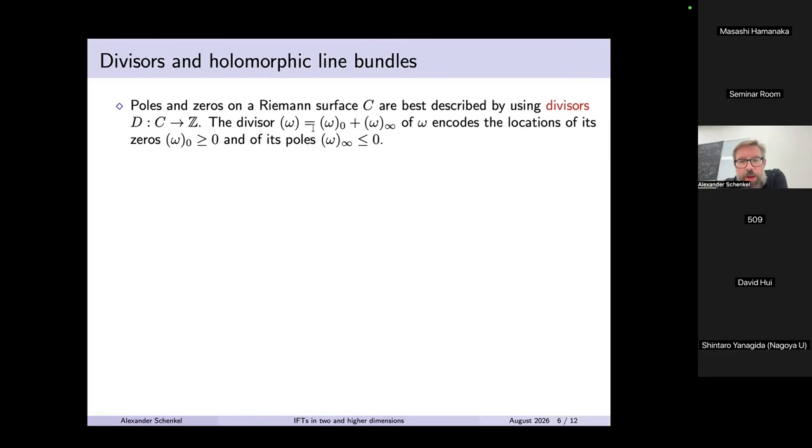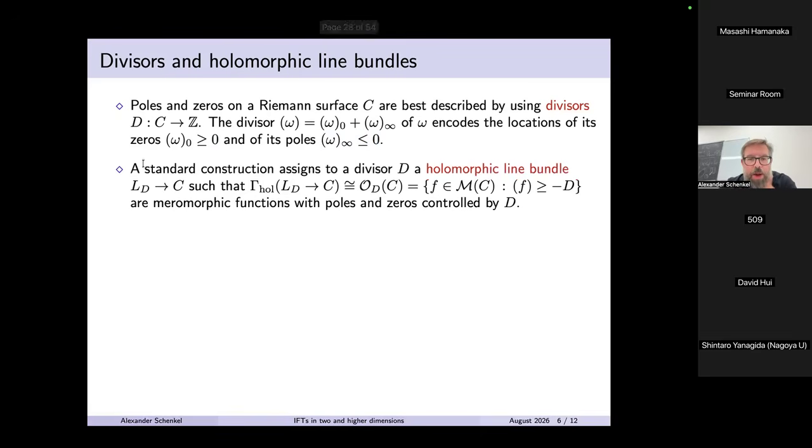And this divisor encodes the locations of its zeros. So this I write as omega zero. This is the positive part of the divisor. Zeros are counted positively in divisors. And it also encodes the locations of its poles, which is the negative part of the divisor. Okay, so this additional datum Costello and Yamazaki use, this meromorphic one form, gives rise to a divisor which splits into two parts, zeros and poles.